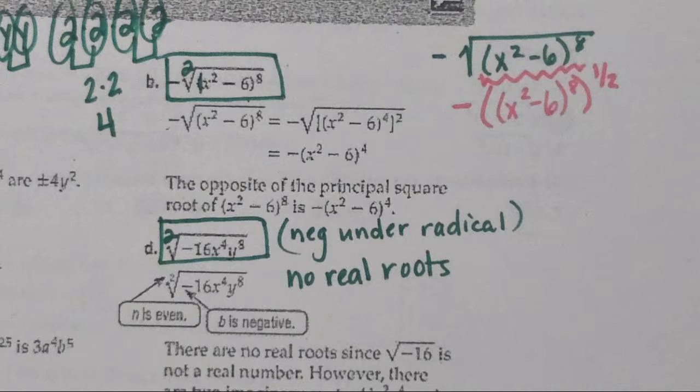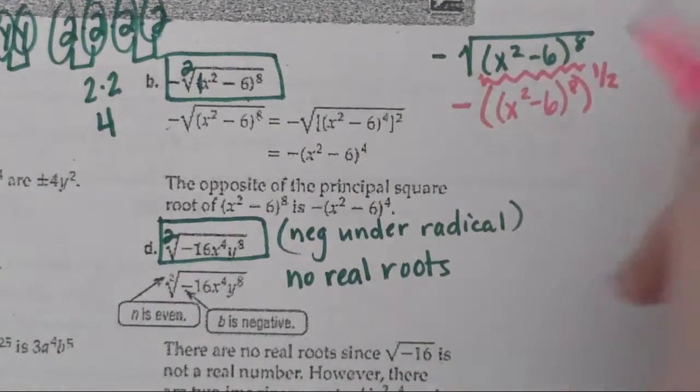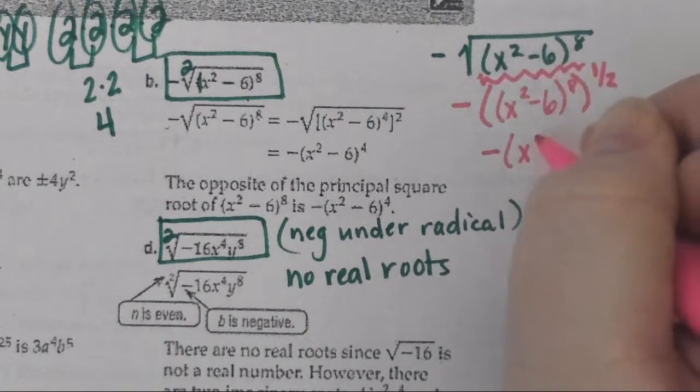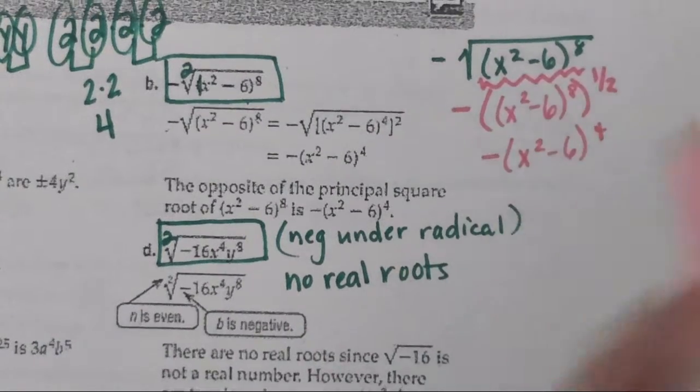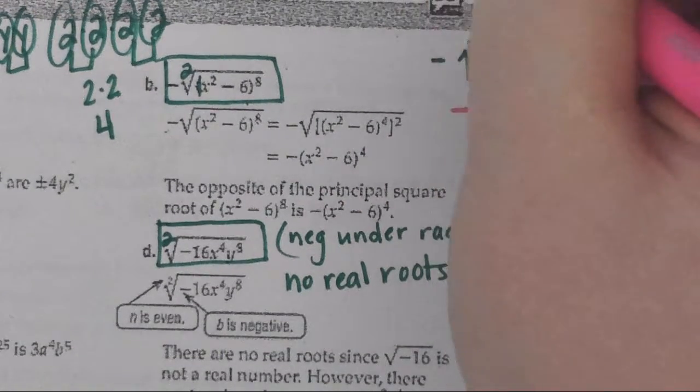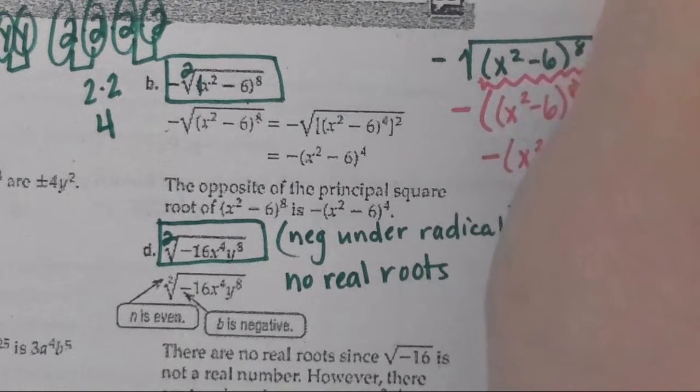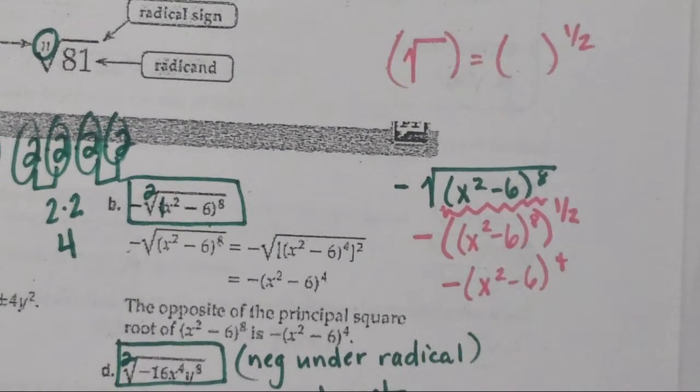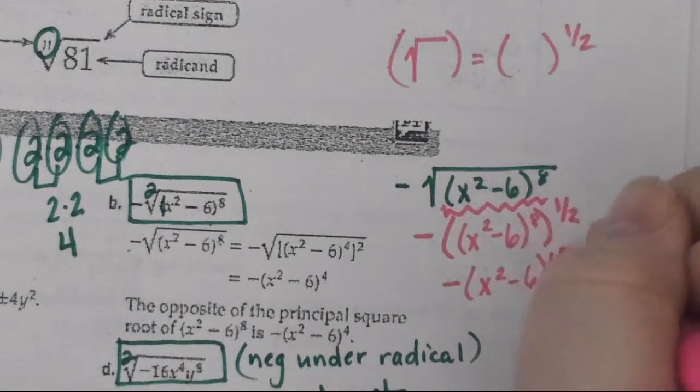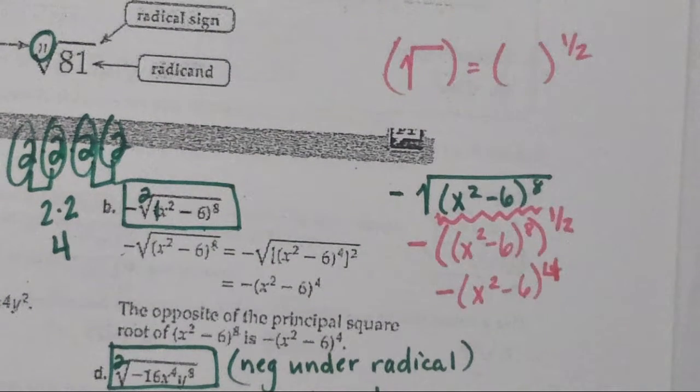If I'm doing 8 to the 1/2 power, that's 8 divided by 2, which is 4. So no wonder they got x squared minus 6 raised to the 4. Again, in my mind, a square root is the same thing as raising something to the 1/2 power. So we'll skip C for a second.